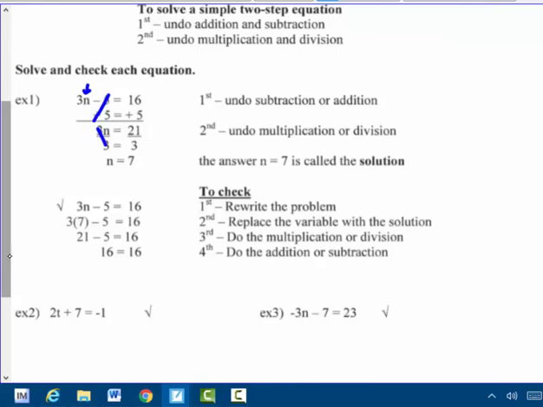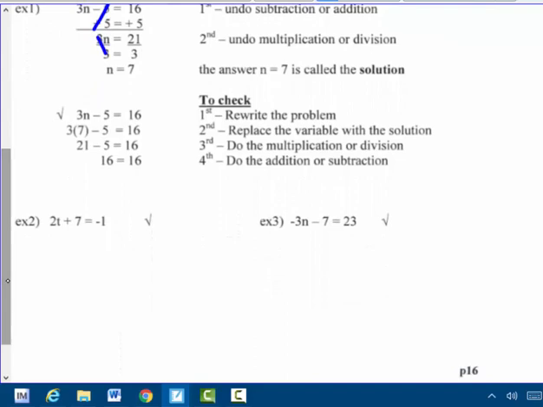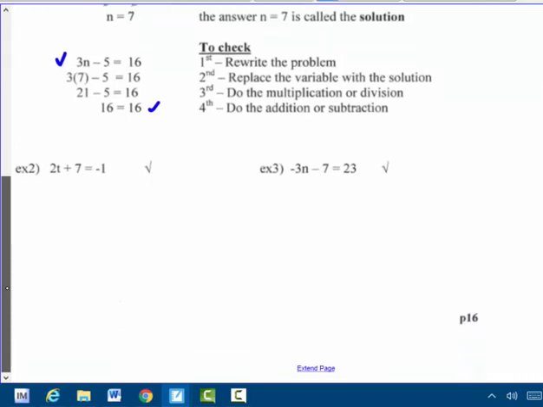Check. Most important step. Rewrite the original equation. 3n minus 5 equals 16. Replace the n. 3 times 7. I think that's 21. Yeah. And you get 21 minus 5. Is that 16? Yes, that's 16. Yippee! I usually put the check mark down there. You can see it's put up here. Doesn't matter. Get the check mark on there. I did it. Fabulous. Got the right answer.